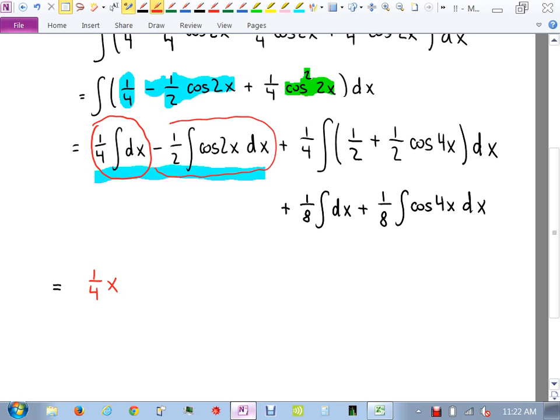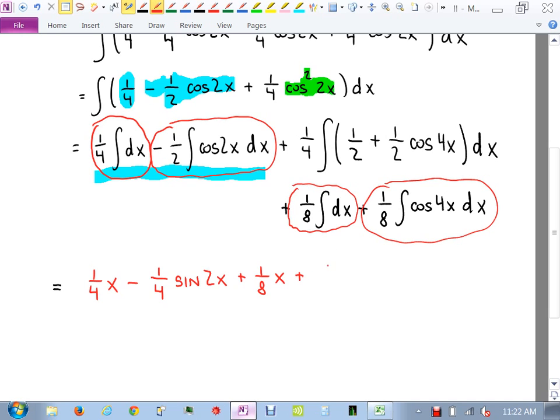Antiderivative here. One over 4 sine 2x. Now let's look at this one. What's the antiderivative here? 1/8 x. And then antiderivative here. 1 over 32 sine 4x plus my constant. Do we have any questions where these numbers came from?